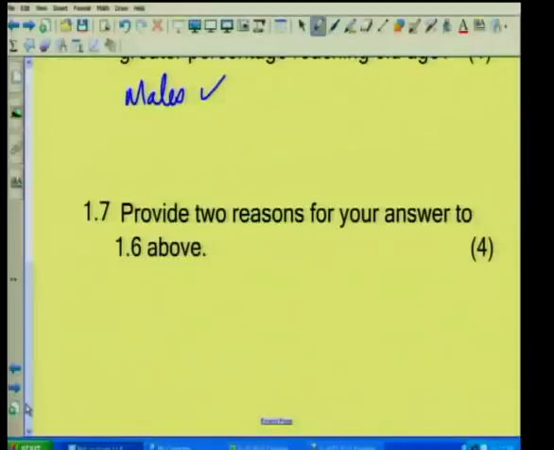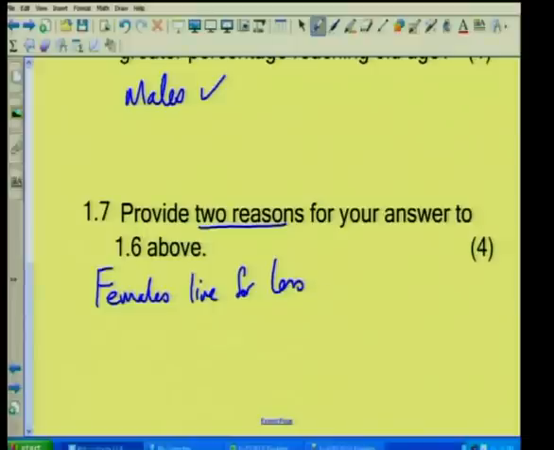Okay, people, question 1.7, provide two reasons for your answer in 1.6 above. Now, males, how come they live longer and females don't? Well, first of all, we can say females live for less years or have a shorter lifespan, etc. Why? Because number one, they have more stress.